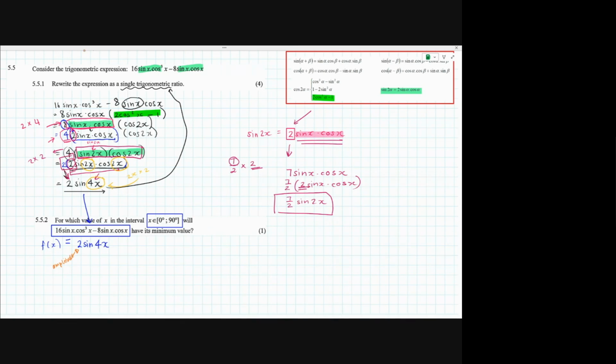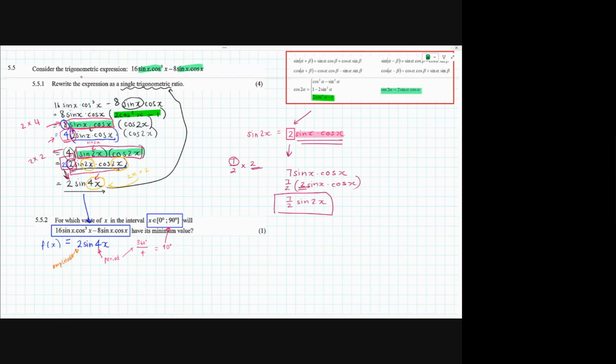The 4 in front of the x affects my period. This 4 is telling me that everything is happening 4 times quicker. Now, we know if we wanted to work out the period of a graph, we would take the normal period, 360, and divide that by 4. So the new period would be 90 degrees. Look at that. We're working in the first period's interval.